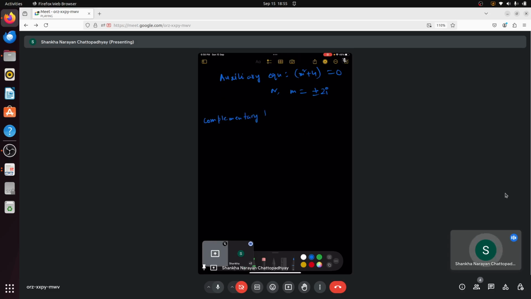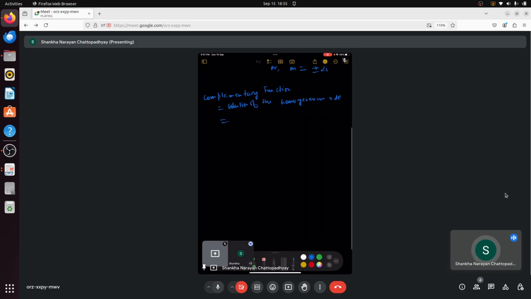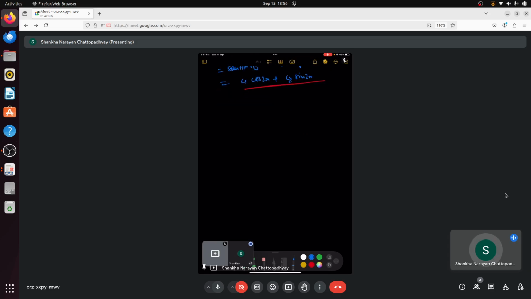This complementary function is nothing but the solution of the homogeneous ODE. So what will be the solution? This will be c1 cos 2x plus c2 sin 2x. So we got our complementary function, c1 cos 2x plus c2 sin 2x.